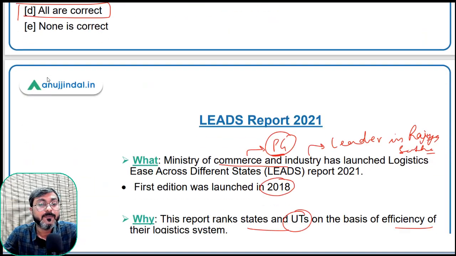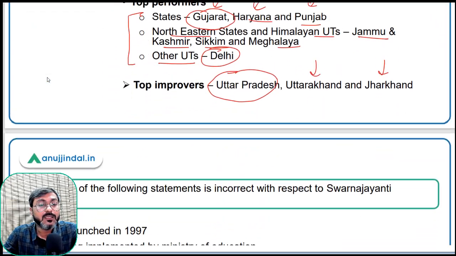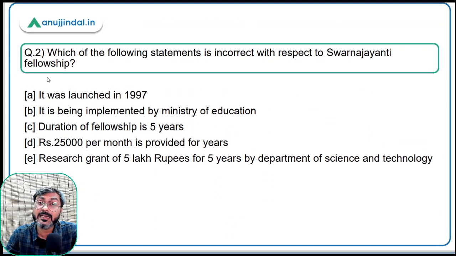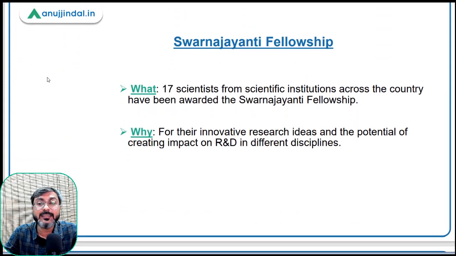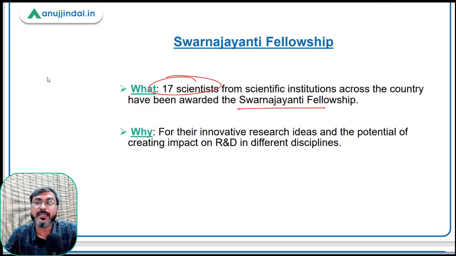Now, moving ahead to question number two, which of the following statements is incorrect with respect to Swarnajayanti Fellowship? Now, the question is, why we are discussing the Swarnajayanti Fellowship? We are discussing it because recently 17 scientists from different scientific institutions across the country have been awarded this fellowship. 17 scientists alag alag scientific institutions ke unko Swarnajayanti Fellowship award kiya gaya hai.